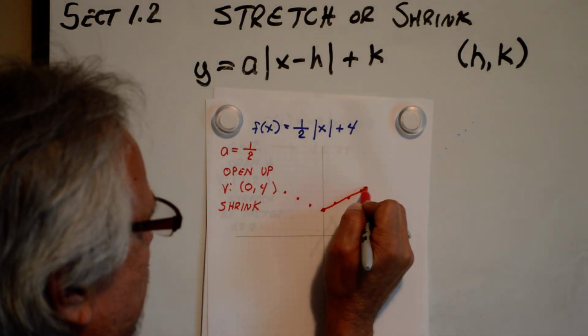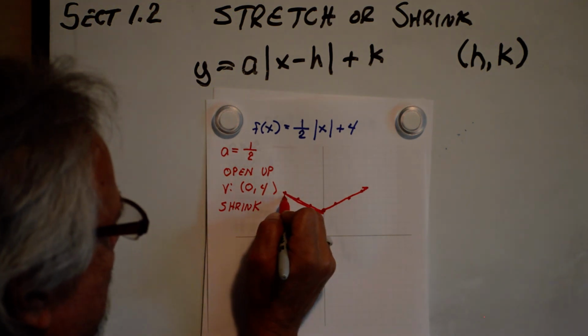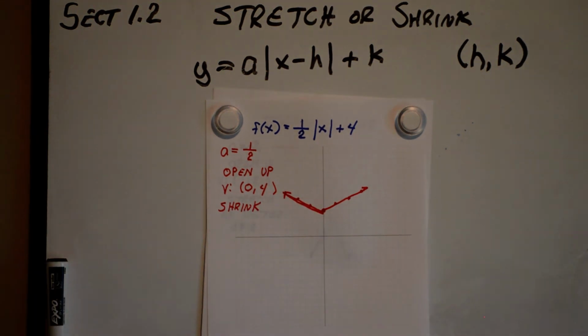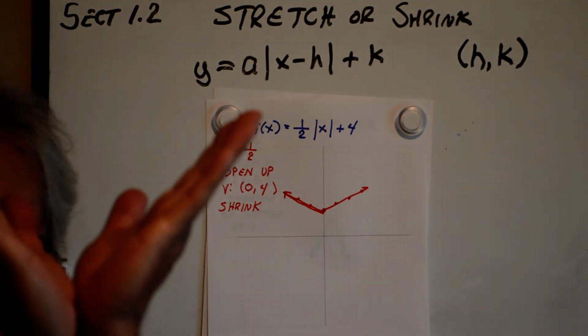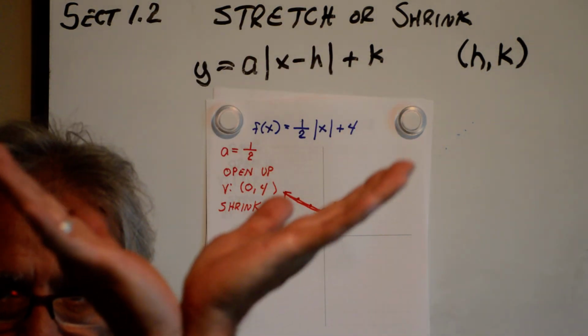Now you can see that that 1/2, less than 1, made a much wider graph of our function. Greater than 1, it's a stretch. Less than 1, it'll be a shrink and get it much, much wider.